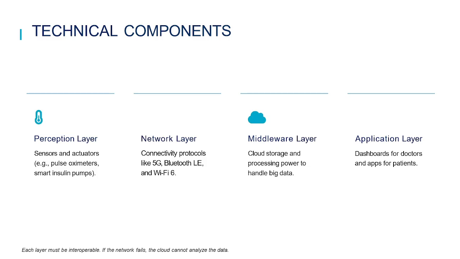The third layer is the middleware or cloud layer, where data is stored, processed, and analyzed using advanced computing systems. Finally, the application layer presents useful information to doctors, nurses, and patients through dashboards, mobile apps, and automated alerts. Each layer is dependent on the others, meaning a failure in one layer can disrupt the entire healthcare system.